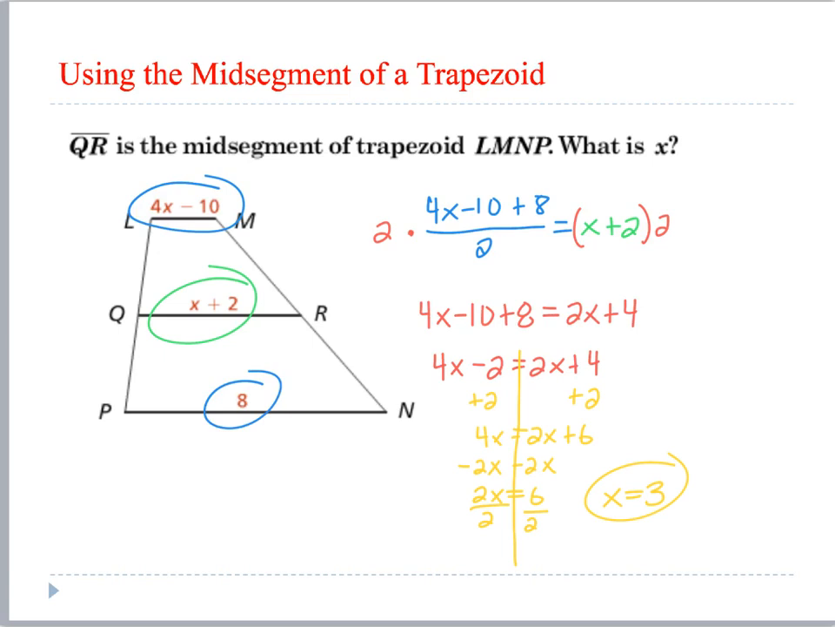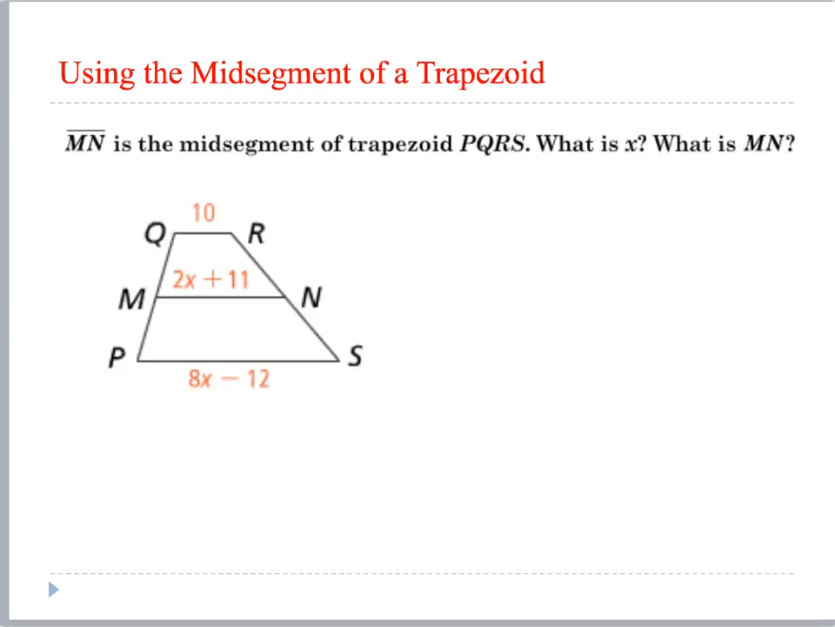So the value of x is 3, and we found that by using the fact that the mid-segment is half the length of the two bases added together. Add the two bases, divide by 2, and that will equal our mid-segment there.